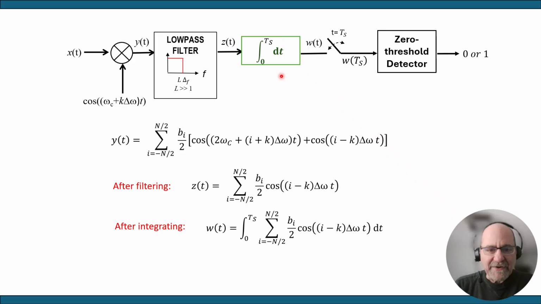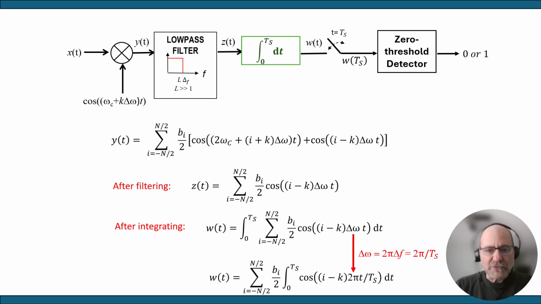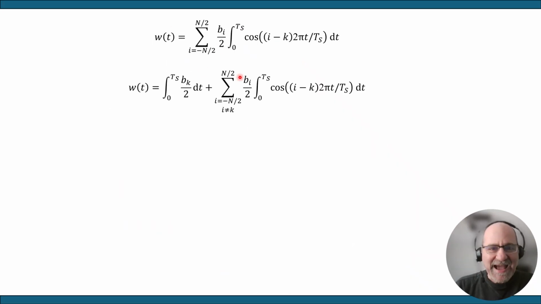The integrator is operating between 0 and Ts, so we're going to have this signal integrated from t equals 0 to Ts, and the next step is to swap the order of the integral and the summation, and then replace delta omega by 2 pi over Ts to get this more simplified expression that now can be rewritten in the following way.